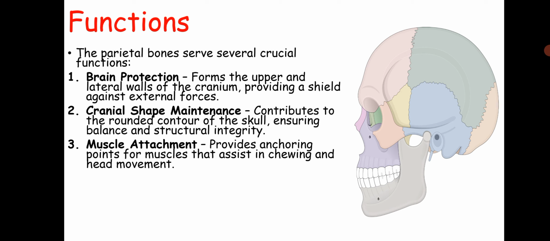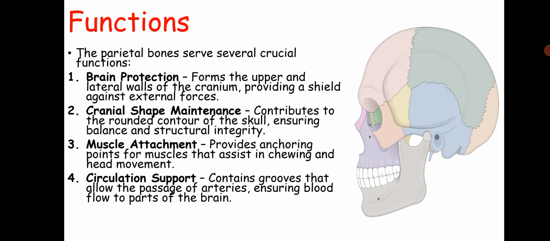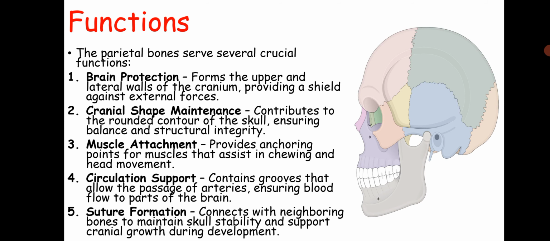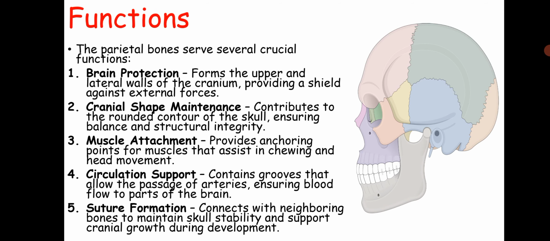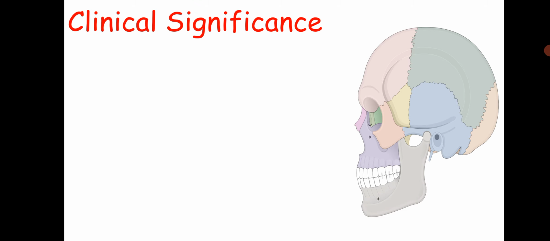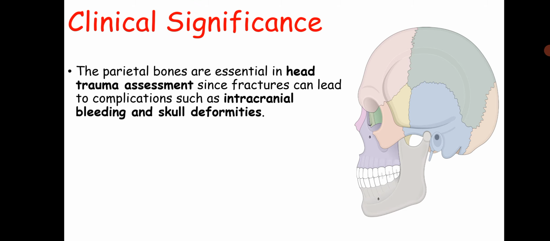Next function is muscle attachment, that it provides attachment points for muscles that assist in chewing and head movements. Next function is circulation support, as it contains grooves that allow the passage of arteries, ensuring blood flow to parts of the brain. Next function is suture formation, as it connects with neighboring bones to maintain skull stability and support cranial growth during development.